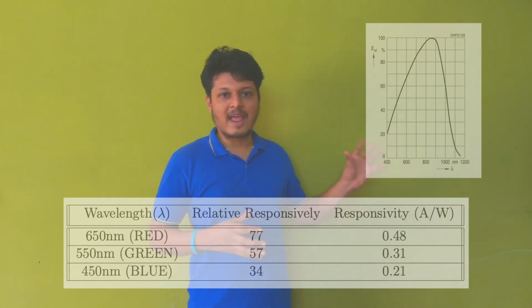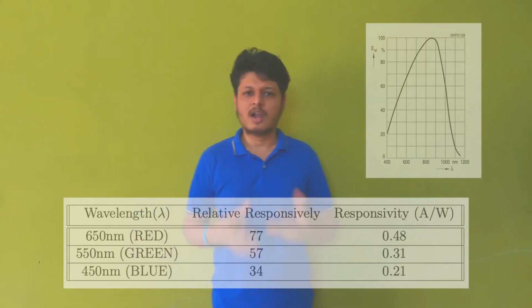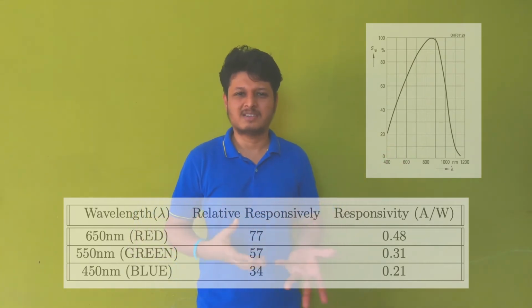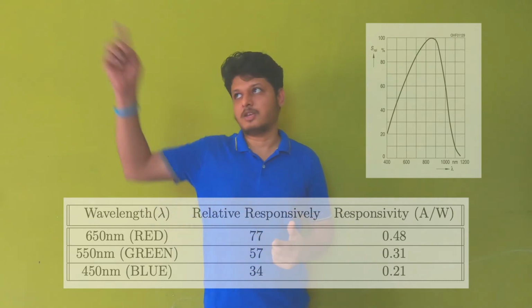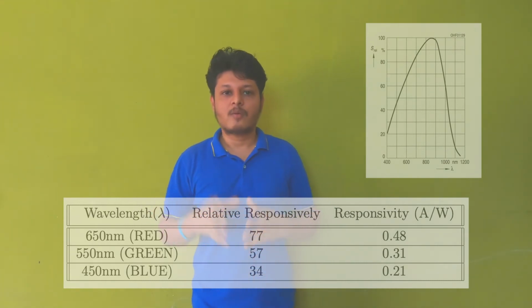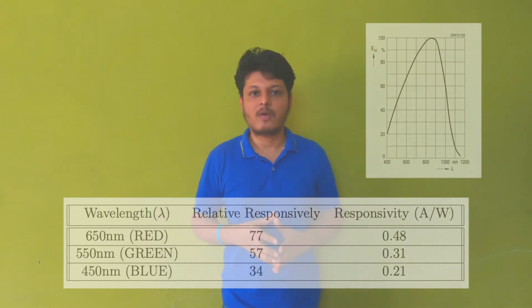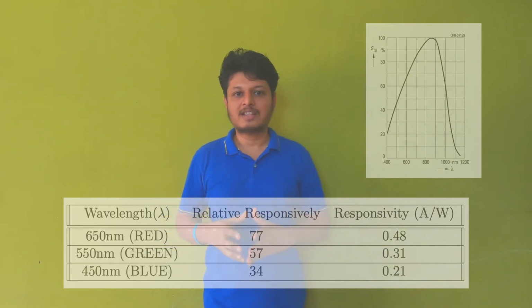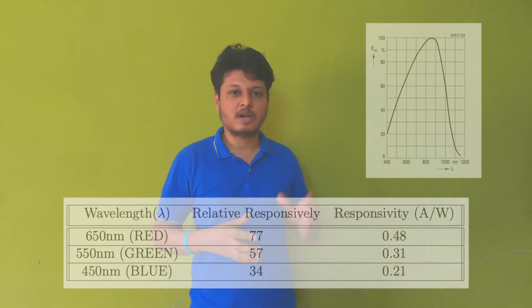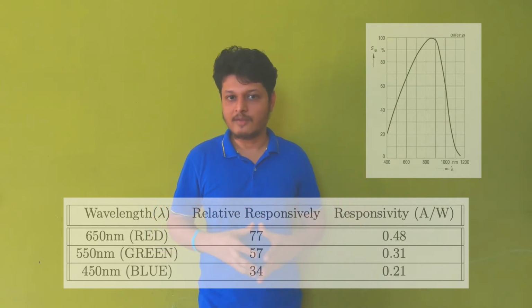From this graph, we can extract the data using various online tools such as Web Plot Digitizer. The link for one such tool is given here. You can check it out. From this tool, we will extract the data point values from this graph and we'll get the relative responsivity corresponding to red, green and blue wavelengths.